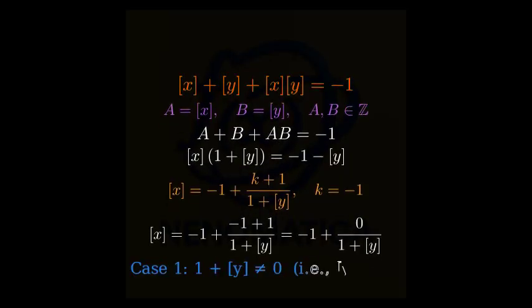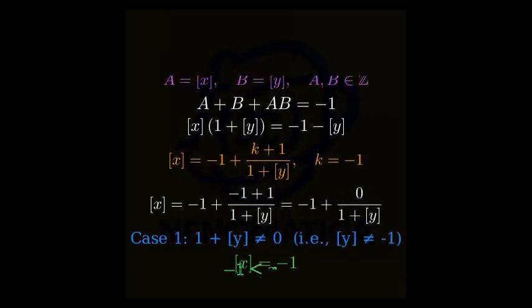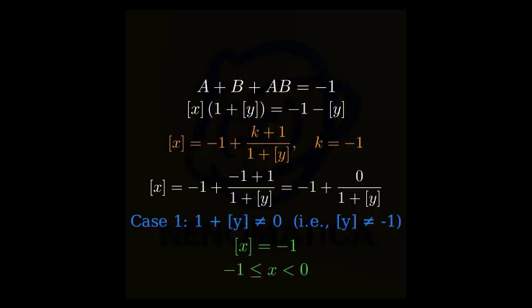Step 3. Case 1. If 1 plus the floor of y is not 0, then the fraction is 0, so the floor of x equals -1. That means x lies between -1 inclusive and 0 exclusive.